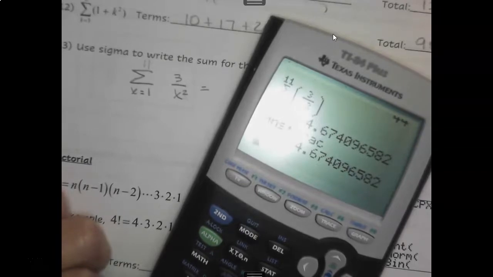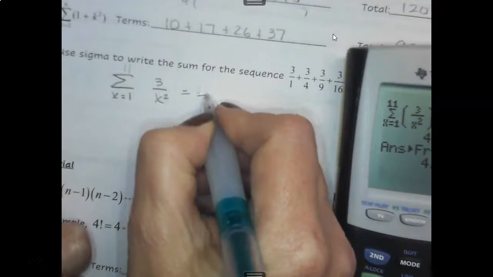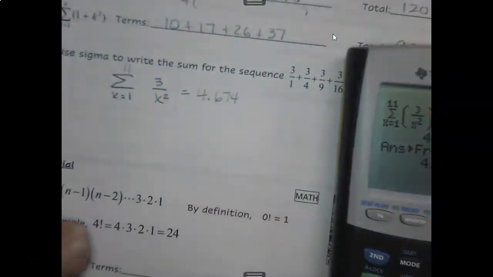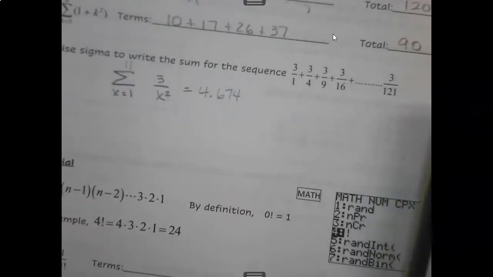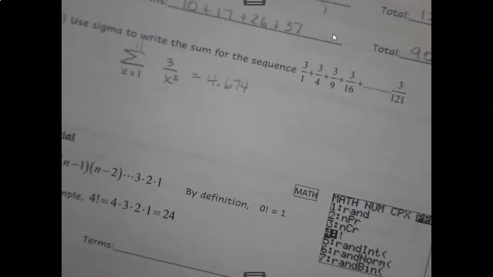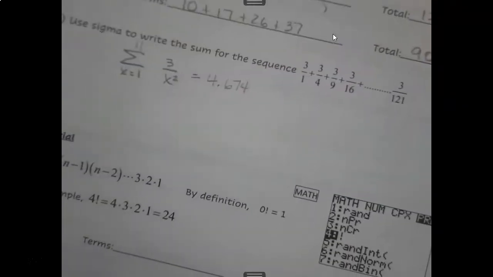It doesn't happen to give us a fraction, so we are going to take this to 4.674, 3 decimal places. Always check and make sure if it gives you a fraction. I'm going to stop right here for just a minute, and then I'll be right back.